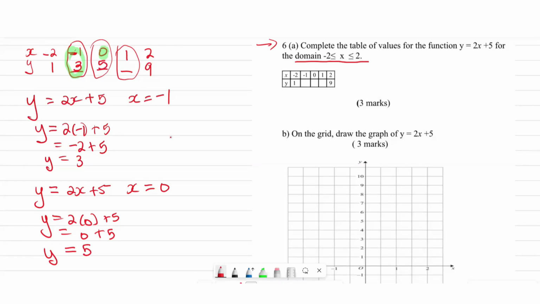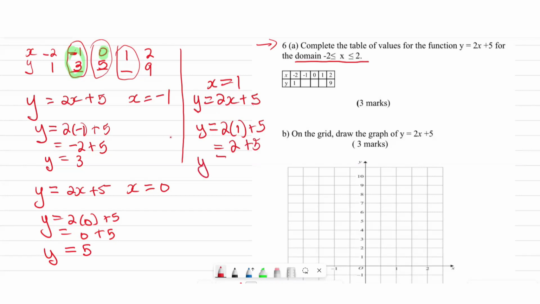The last one that we have to work out, I could put it beside this. So for the last one, we're going to be working out 1. So y is equal to 2x plus 5. But in this case, x is equal to 1. So again, y is equal to 2 times 1 plus 5. So this is 2 plus 5. Y is equal to 7. So underneath the 1 is a 7. So that would have been the completed table.